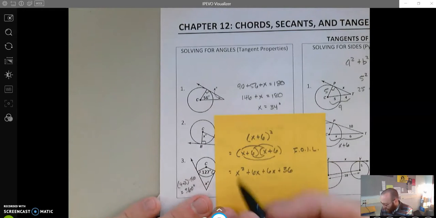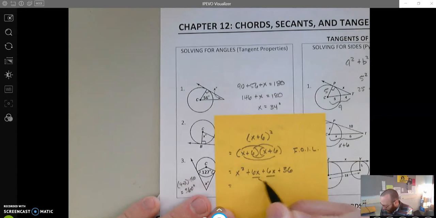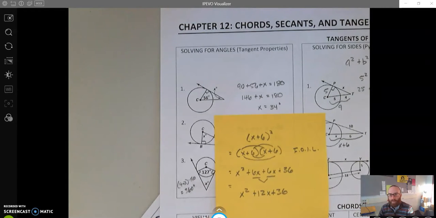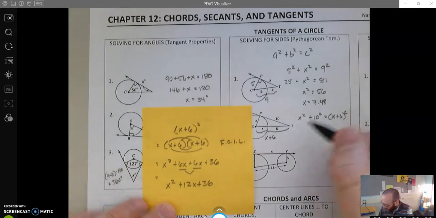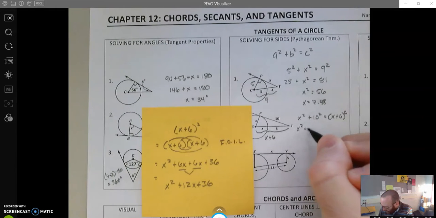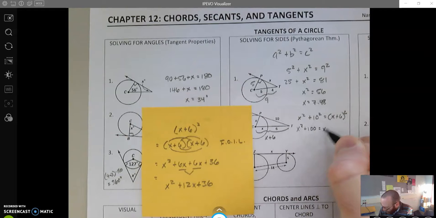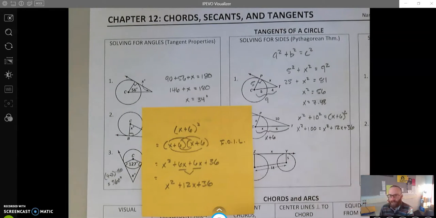6 is 36. We combine our like terms, and it gave us that. Okay? This is a process you're going to see a little bit. Hopefully it's not too bad, and you remember doing that. So when I get over here, what I have is x squared plus 100 equals x squared plus 12x plus 36. And I know that there's not a lot of space there. So if you need to do this on a separate piece of paper, I would suggest that.